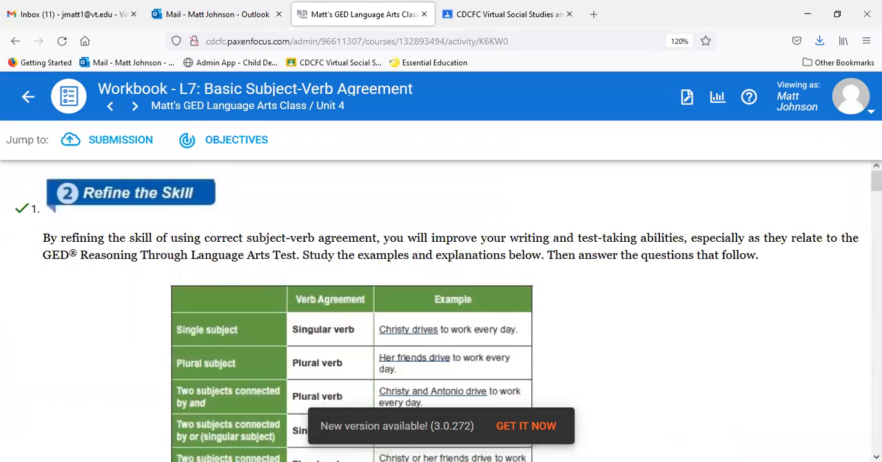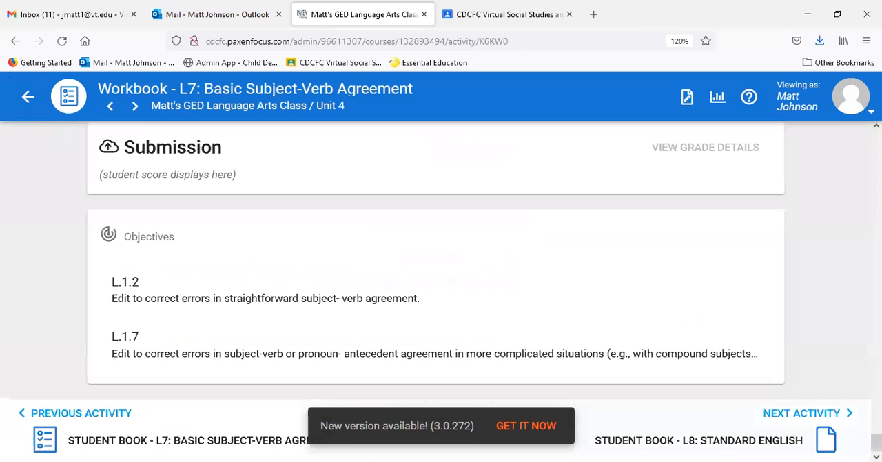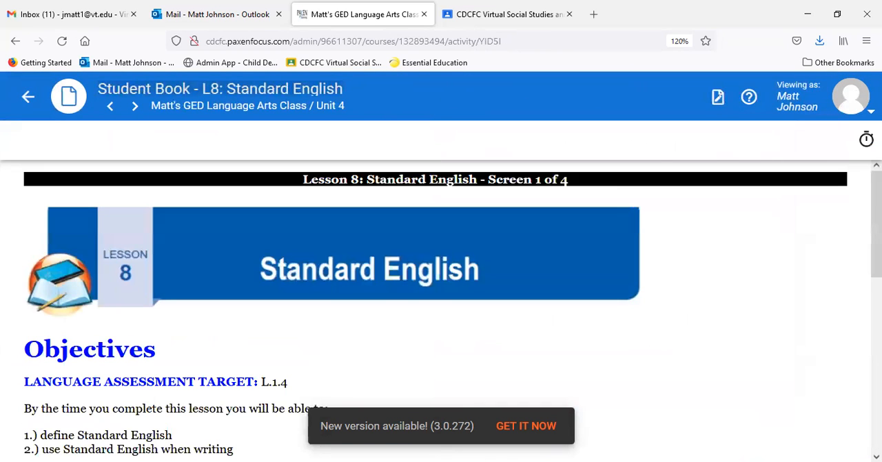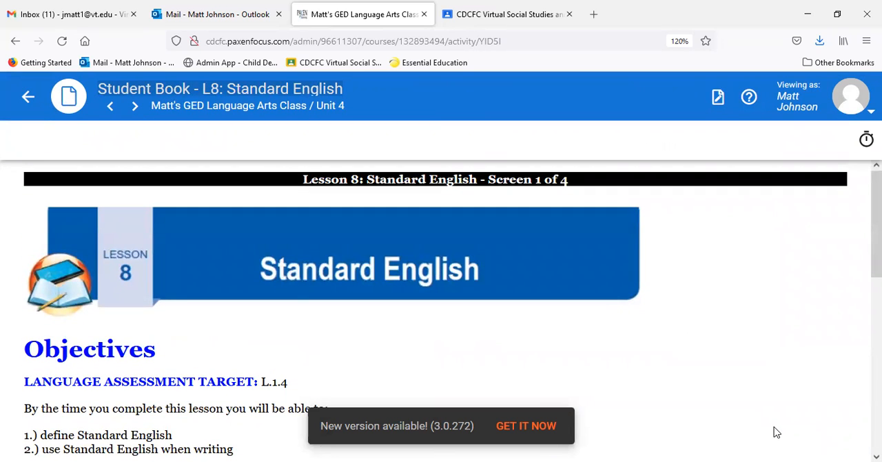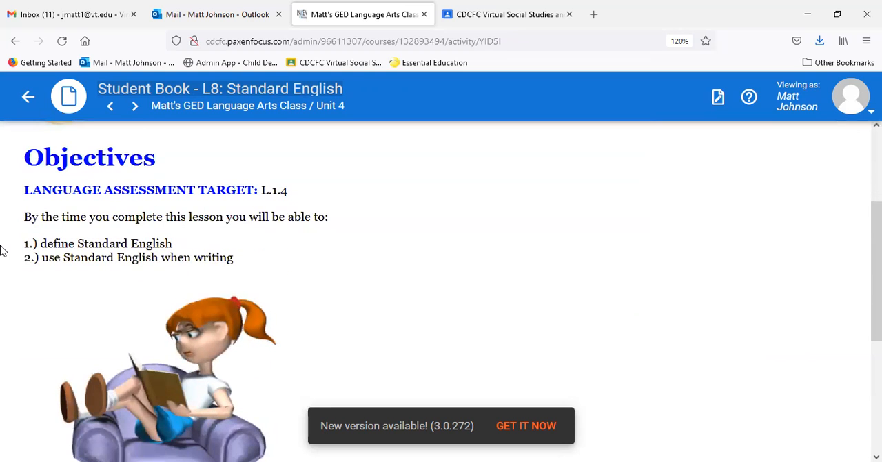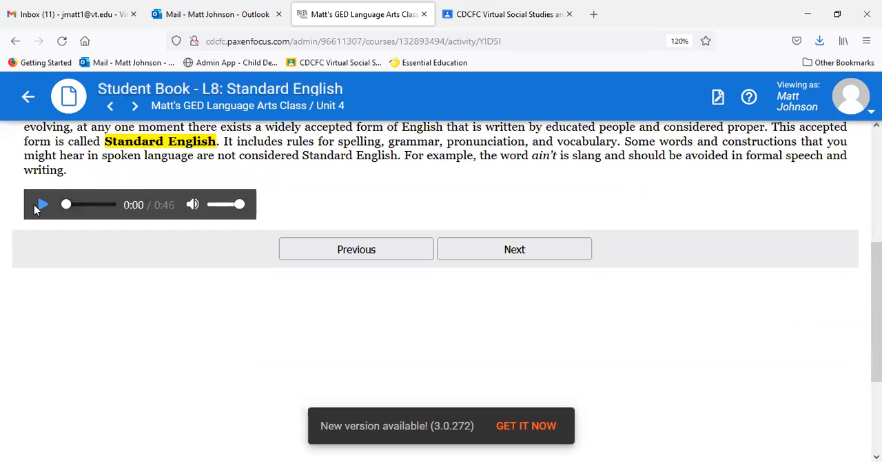and we'll move on over to standard English. What does that mean? Okay, so lesson 8, standard English. Let's see here. All right. So define standard English. That's the one thing we'll do today. And then use standard English when writing. Now let's figure out what they mean by standard English. Here's our audio.